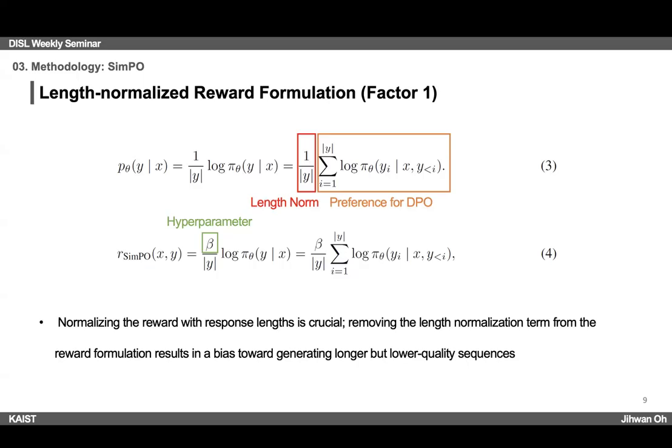The key idea here is that removing length normalization causes the model to favor longer responses, which often leads to verbosity without improving quality. So to avoid this, the authors argue that normalizing the reward by sequence length is crucial to ensure fair comparisons between responses of different lengths. They also note that the scaling term beta allows further control over reward magnitude without disrupting this normalization.